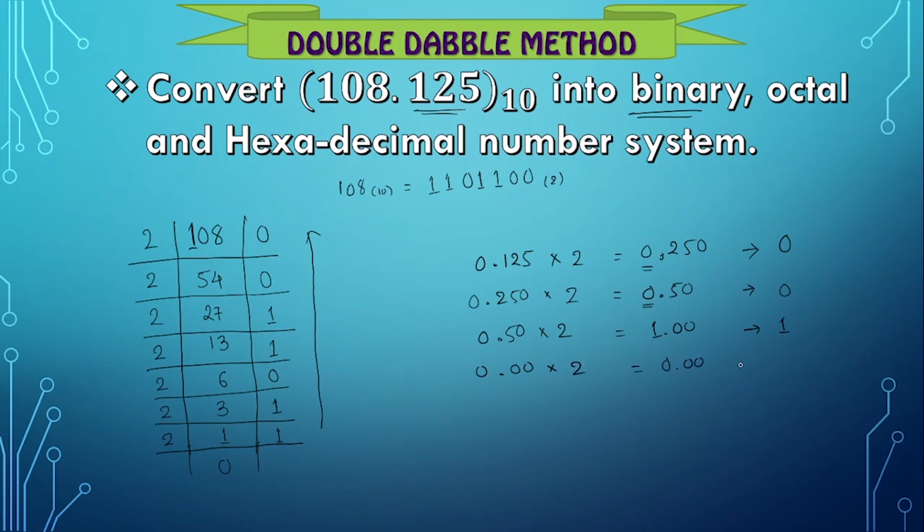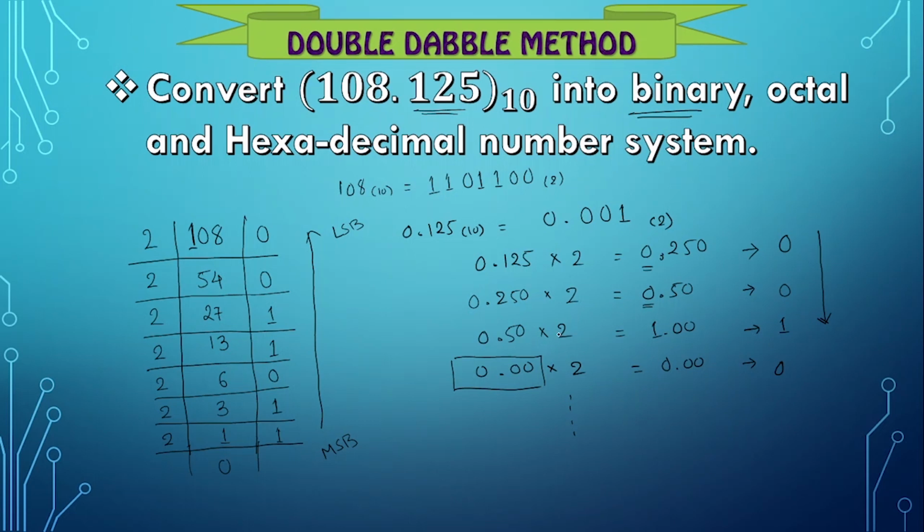So now you will observe that for every next multiplication it will give you 0 only. Okay, so when operand becomes 0, we will stop our successive multiplication, and the integer part MSB was listed as last remainder and LSB was listed as first remainder, but in fractional part we are performing successive multiplication, so we will move from upside down. Okay, so we can write 0.125 in decimal can be represented as 0.001 in binary.